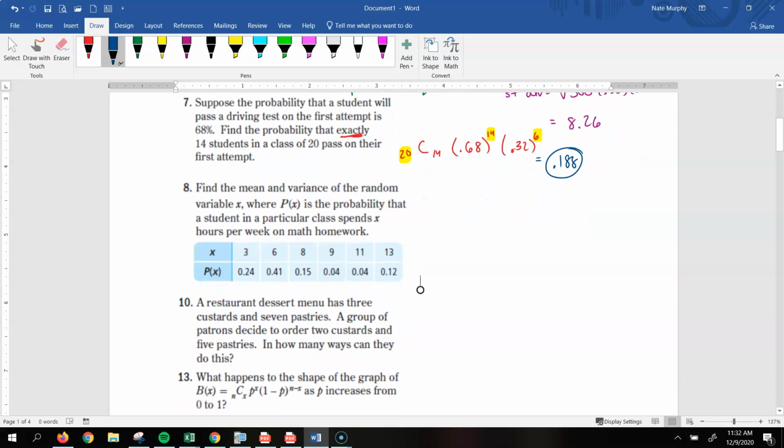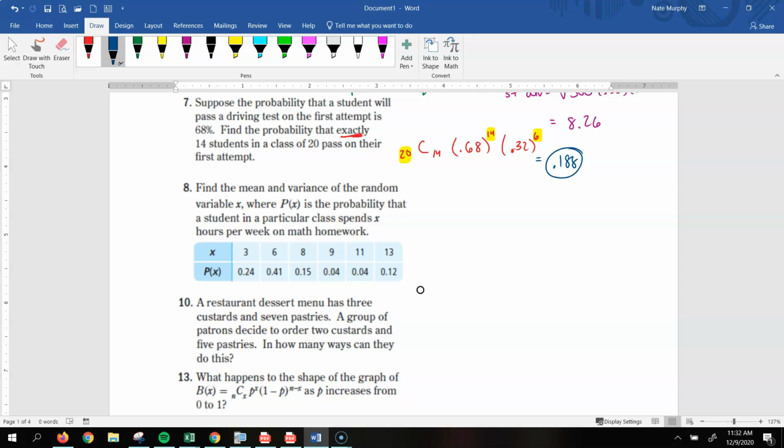All right, number 8, it says find the mean and variance of the random variable. Now this is not a binomial probability, because a binomial probability means you only have two possibilities, a probability of a success and a probability of a failure. Here we have a 0.24 chance of getting a 3. So X represents the number of hours per week that they spend on their homework. So 24% of students spend 3 hours on their homework, 41% spend 6 hours, and so on.